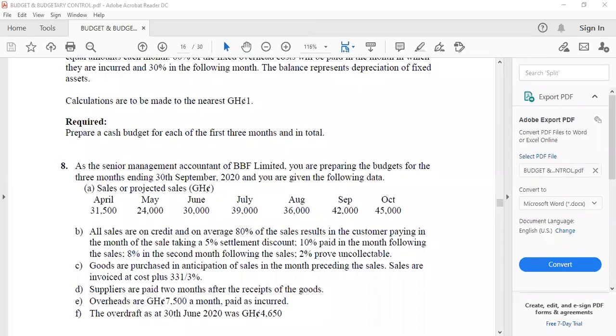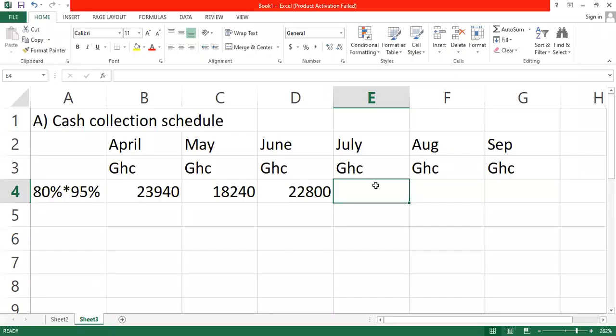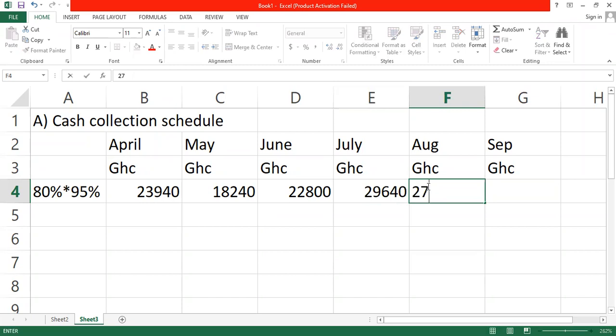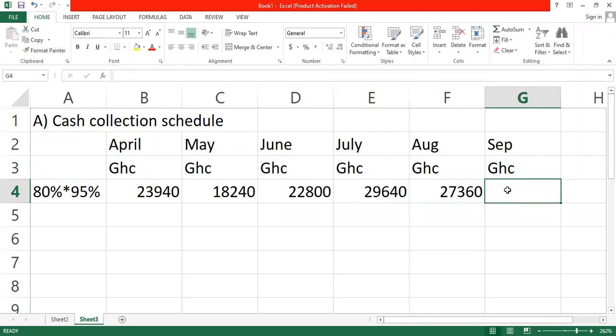So July is how much? 29,640. August is how much? 27,360. September is how much? 31,920. Okay, we are done with the 80%, isn't it?